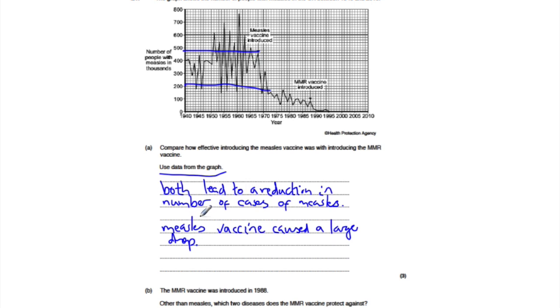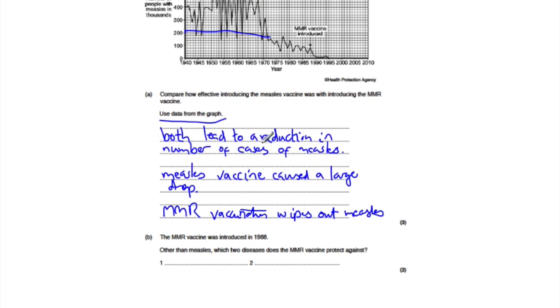For the third mark, you would say that the MMR vaccination pretty much wipes out measles, or drops to 0. Or you could simply say that it doesn't fall as much as the measles vaccine.